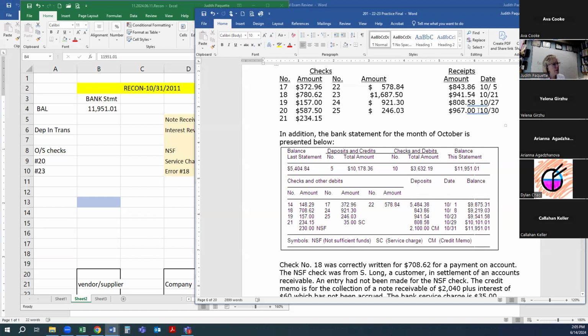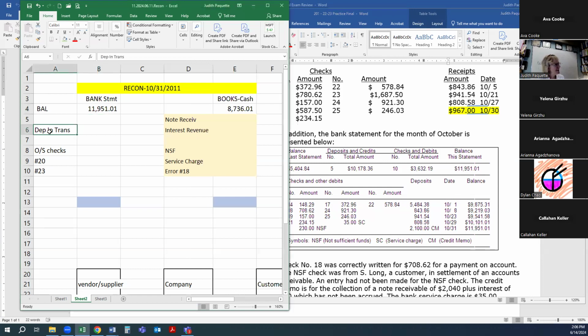Our third one, and you can see the 941.54 cleared, 808.58 cleared, 967 did not clear. Maybe they got the money, but they didn't deposit it. Maybe it's still in the company's file cabinet or safe. And then we have a transaction with a special code, and we're going to treat this special code separately. So let's work on deposits in transit.